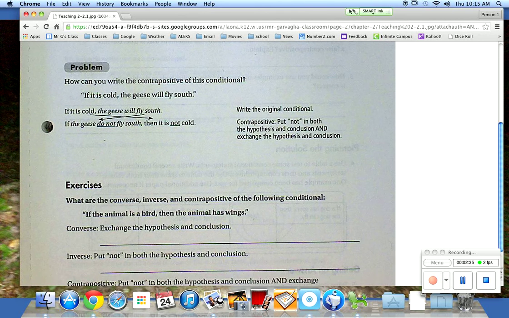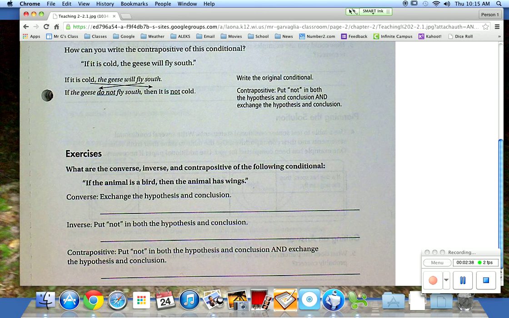Take a look at an exercise here. If the animal is a bird, then the animal has wings. How can I take the converse of that? Kaylee, how do I do the converse of this one? You have to pay attention in class. The converse means I'm going to take the last part of the statement and put it first, and take the first part of the statement and put it last. So how would I write that?